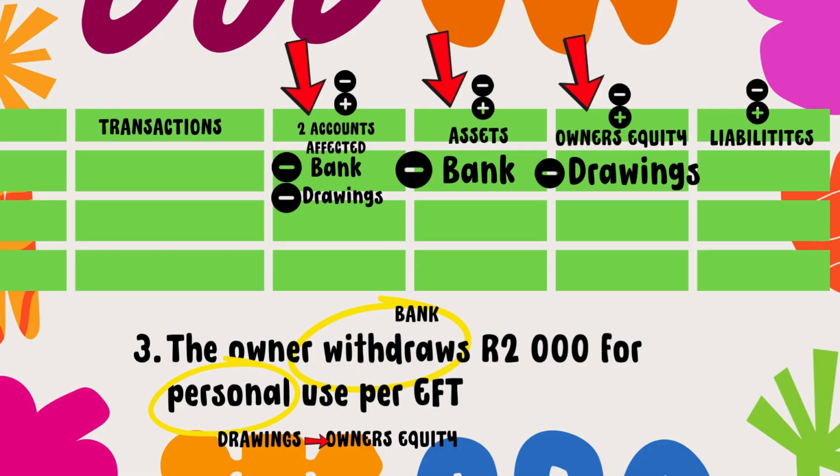The owner withdraws 2,000 Rand for personal use per EFT. Now remember what we said, when the owner withdraws for personal use, it's called drawings. Drawings is its own account. What does drawings always do to owner's equity? It decreases owner's equity. What is the other account that it affects? Always, always, always bank. Has it increased your bank account, the balance, or has it decreased your bank balance? It's decreased. You've taken money out of your bank to pay for personal use. So it is a minus, and the two accounts affected is bank and drawings.